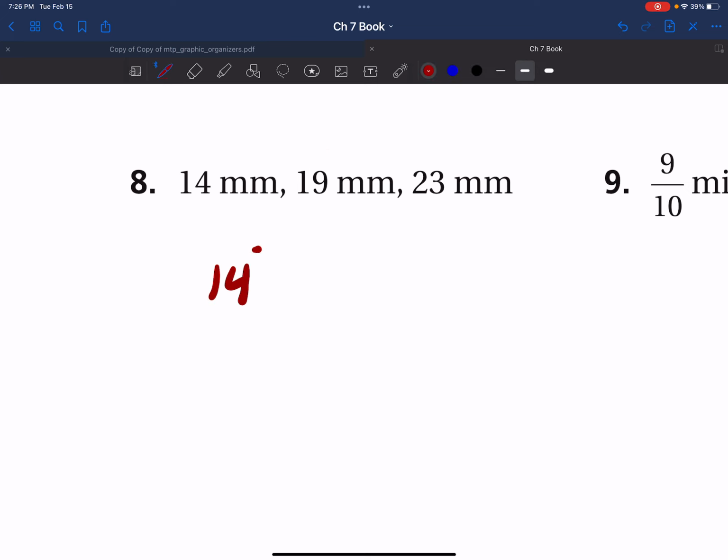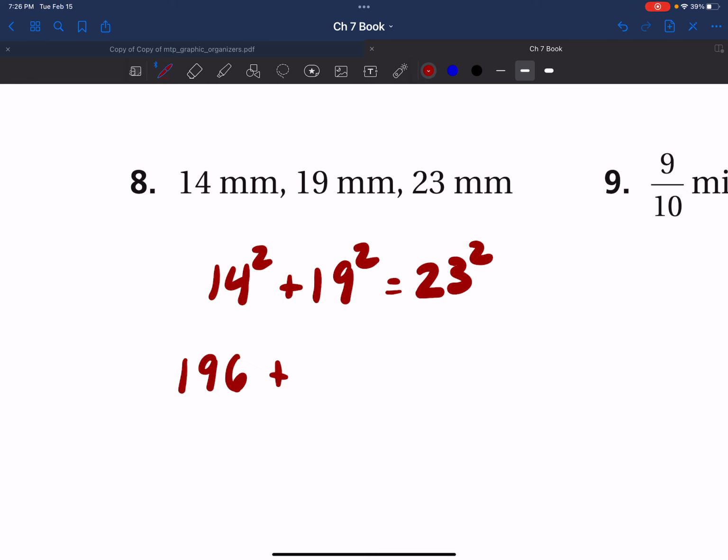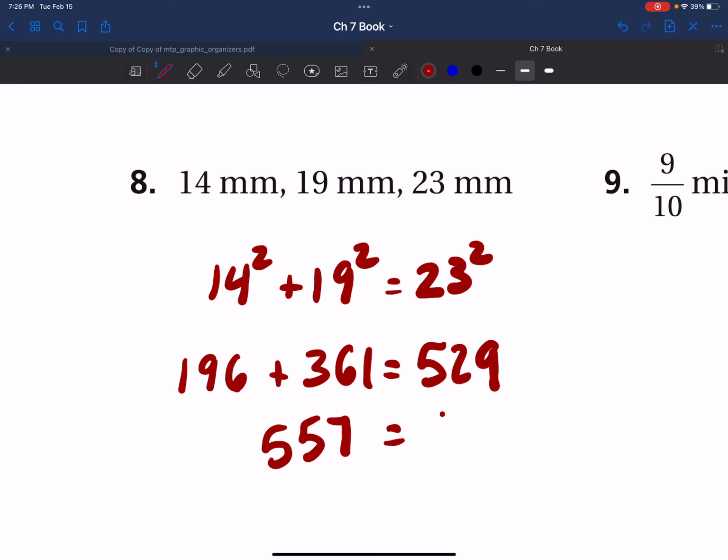So I'm just going to say 14 squared plus 19 squared. Does it equal 23 squared? Well, let's find out. 14 squared is 196. 19 squared is 361. 23 squared is 529. 361 plus 196 is 557. This is a no. Not a right triangle.